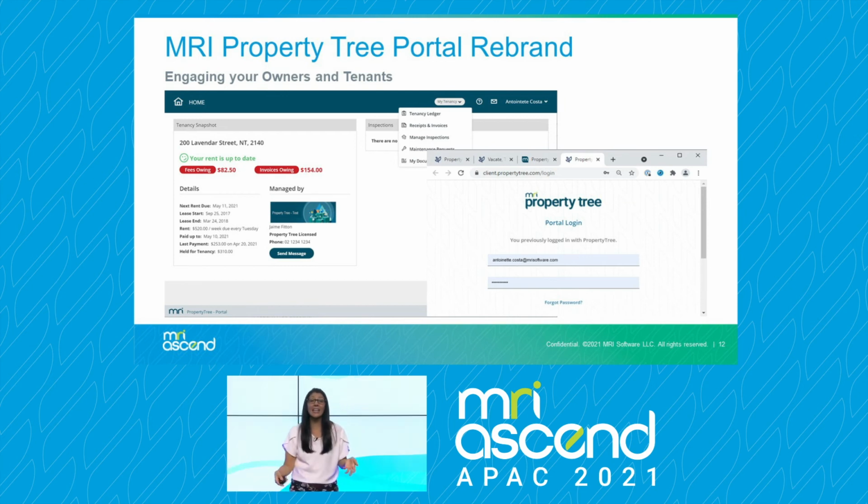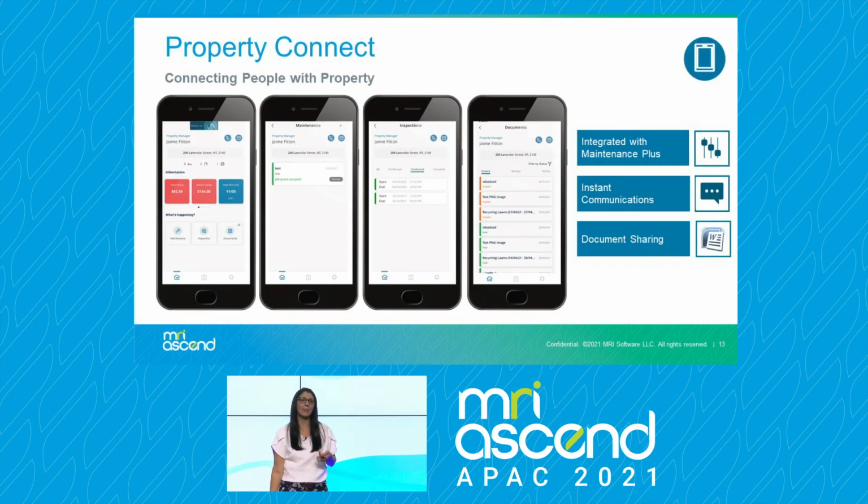And finally, our Property Connect app. For those of you who haven't had a chance to implement the app with your tenants, it's such a great tool for your tenants to have. It allows them to see so many things. They can see where they're paid to, when the rent is next due, when their lease is expiring, and any information regarding their inspections, their next inspection or previous inspections.